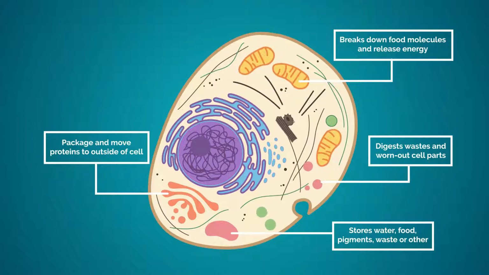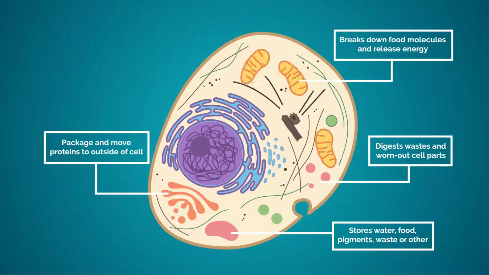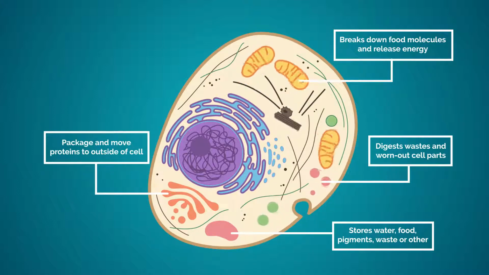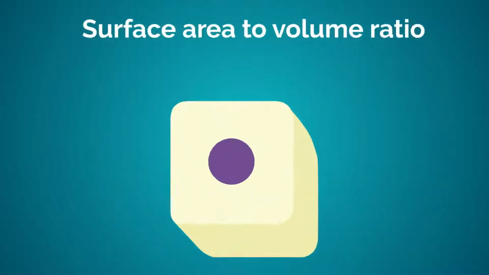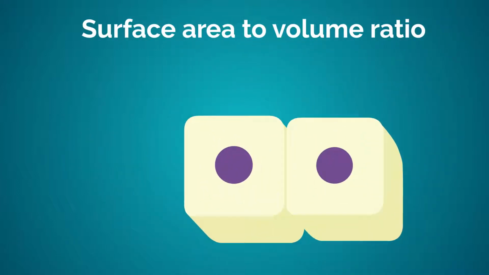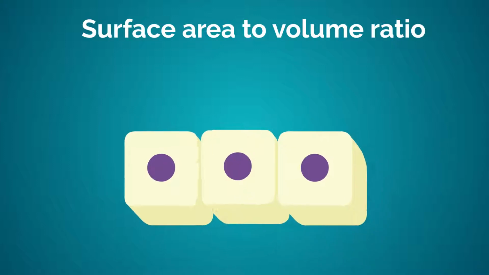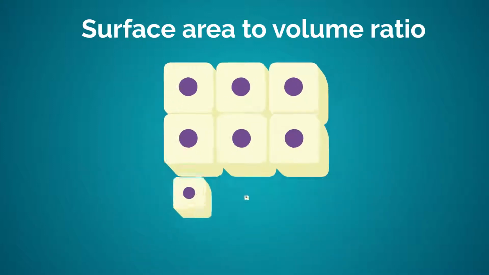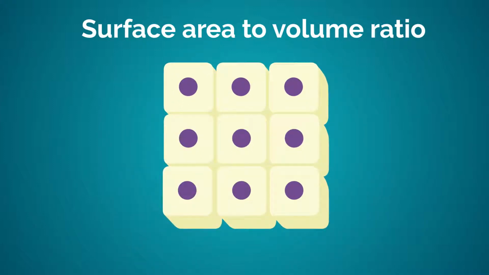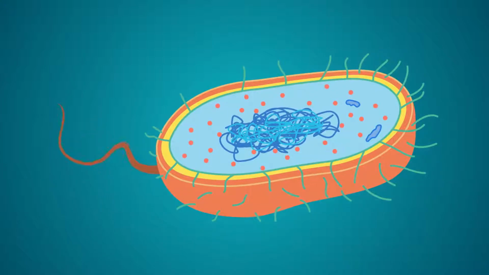But bigger doesn't necessarily mean better. The small size and simplicity is an advantage to prokaryotes. It suits their lifestyle. Being small means they have a large surface area to volume ratio, and so they can easily meet their nutritional needs to grow quickly and multiply rapidly. So we know that prokaryotes don't have a nucleus and lack most other organelles.